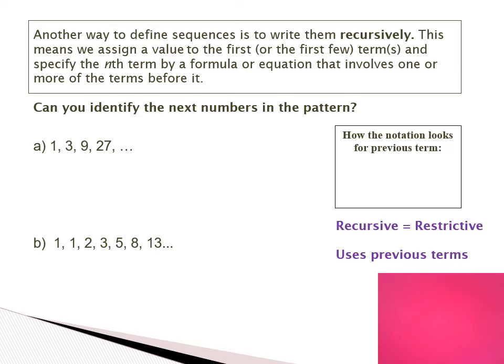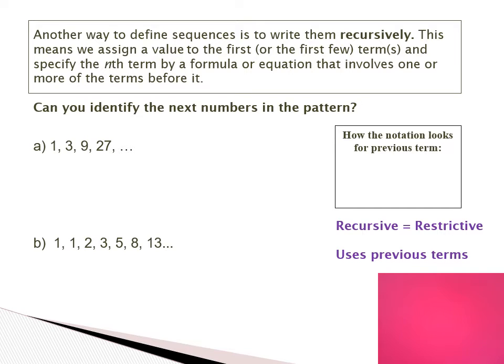So if I wanted to find the 100th term, I would need to know the 99th, maybe even the 98th term in order to do that. So it's very restrictive, but it reuses previous terms. So think recursive, restrictive. For our first examples, we have an A and a B. But how does that notation look? Can we identify the next numbers in the pattern? I don't see that going too badly.